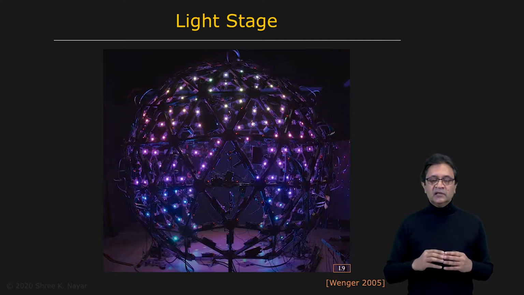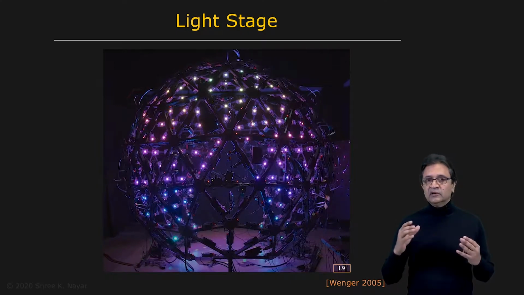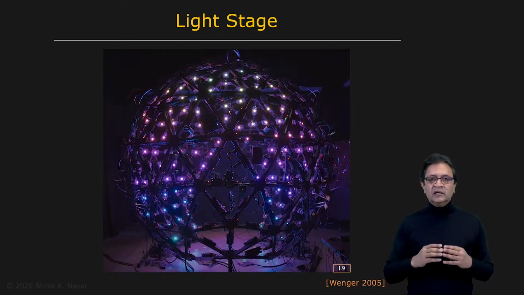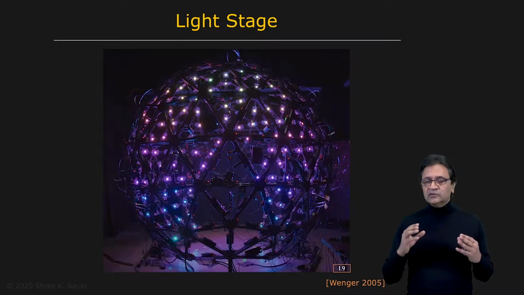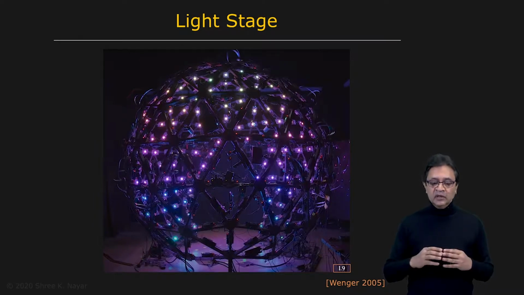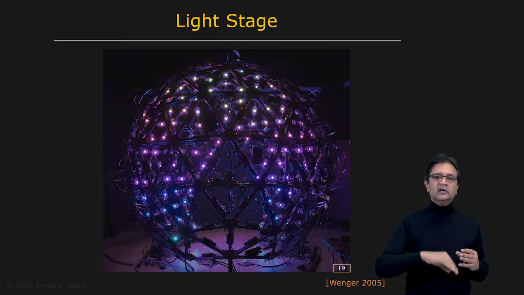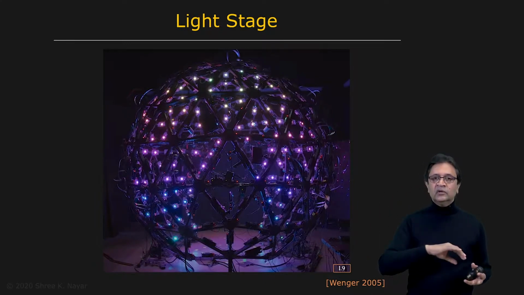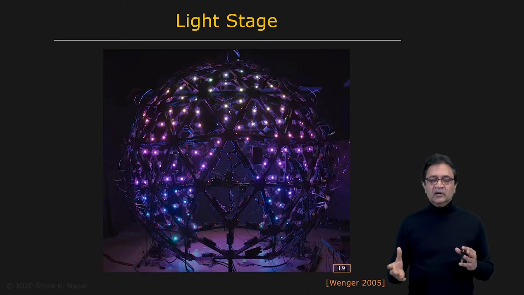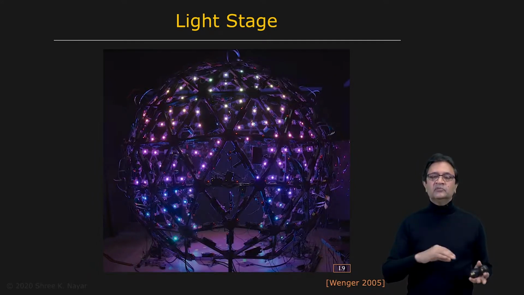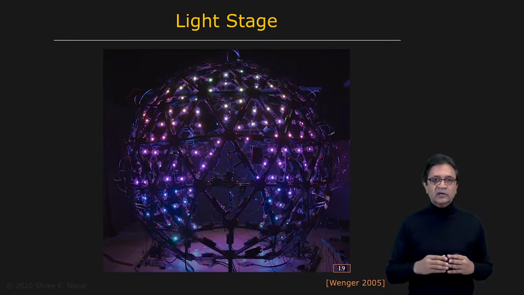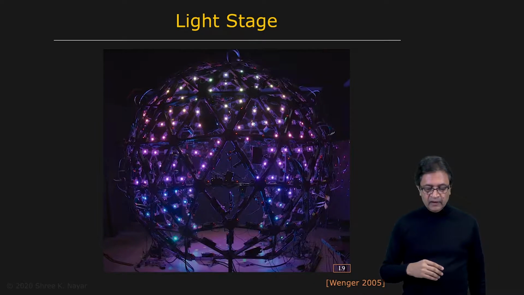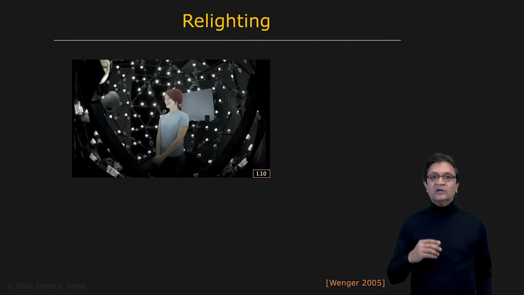So unlike incandescent light bulbs or fluorescent light bulbs, LED light sources are highly controllable, and therefore one can very quickly turn on and off these light sources to capture images of an object under many different lighting conditions very quickly if you use a high-speed camera along with this. So this can be used for what's called relighting.